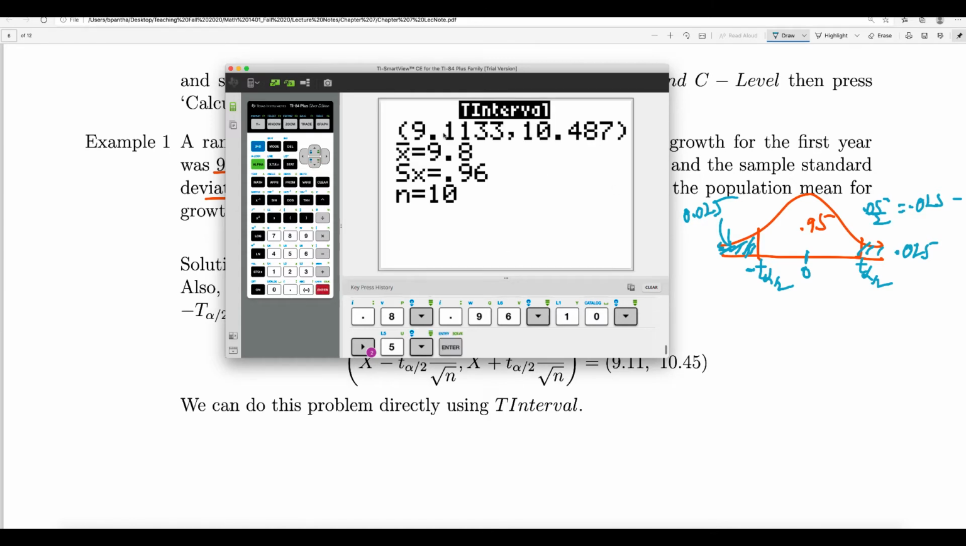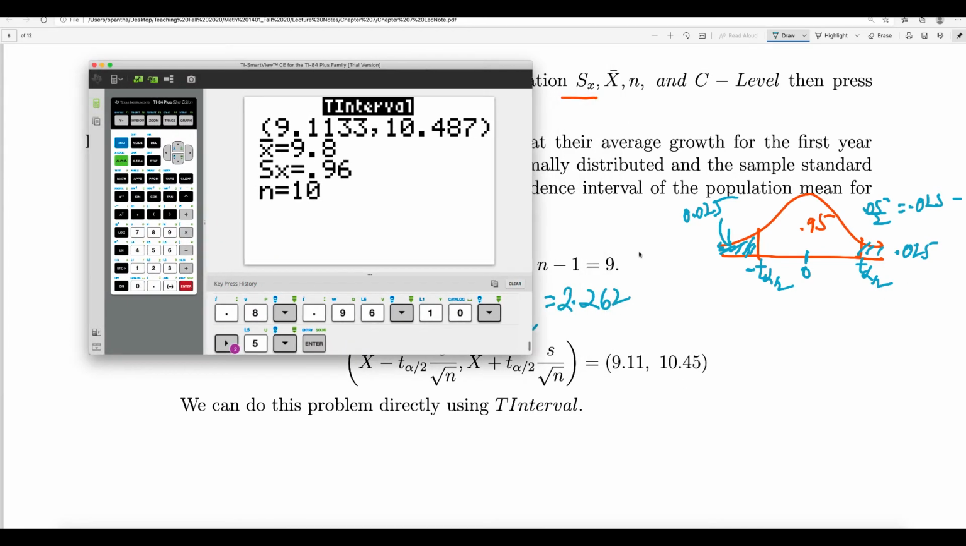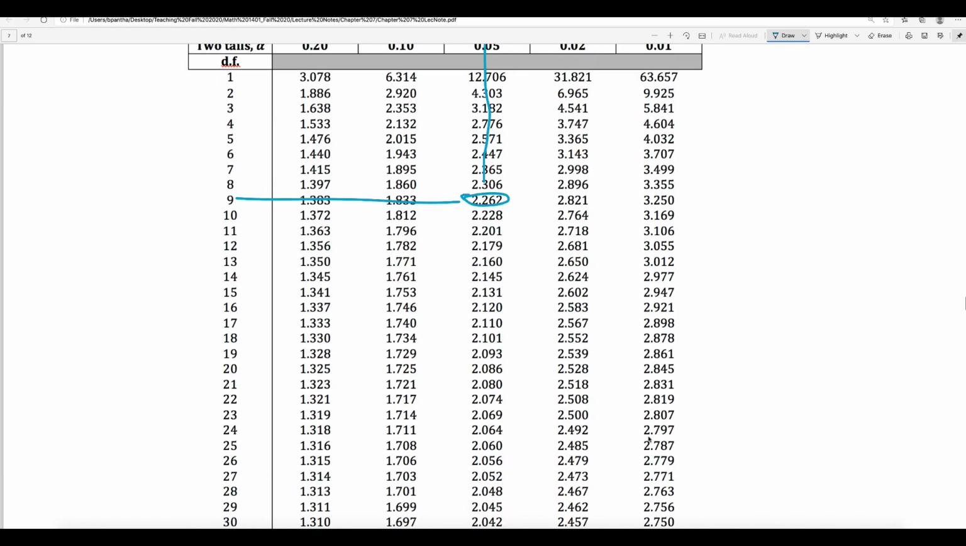If you do that, you will get 9.11 through 10.45. I got 10.45 here because I rounded some decimal places. If you do not round, you will get slightly different values, depending on how many decimal places you round to, but otherwise it is okay. 10.45, 10.48, and 9.11. That's what we get. We got exactly the same thing. So this is using the T interval directly, and this T interval can be used for your TI-83 calculator as well. All right, let us do another problem.